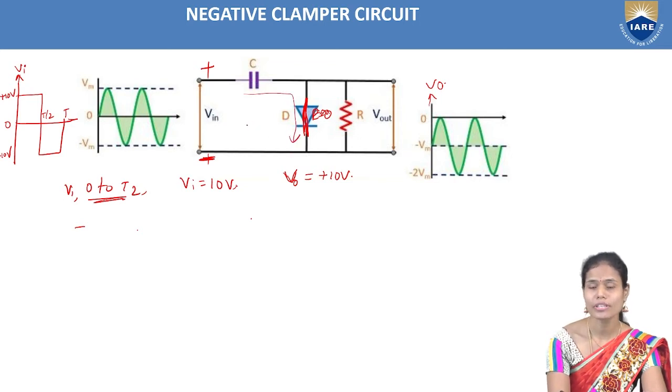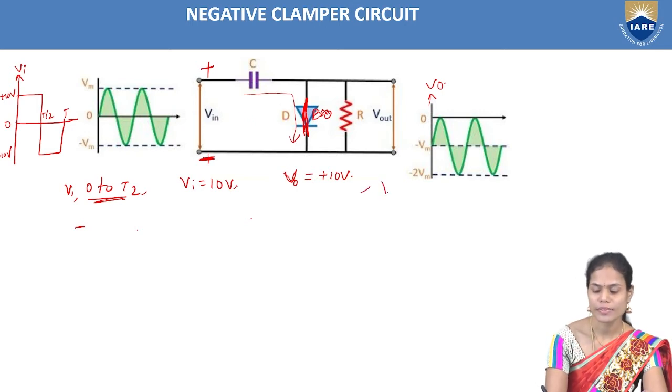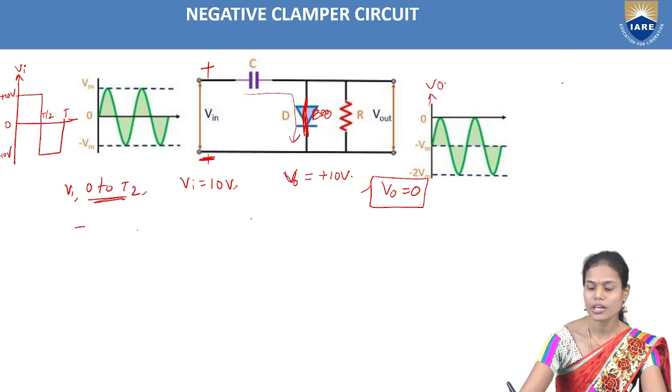So what is the signal we are providing for the clamper? Totally it is moving to ground here. So in this case, I will not get any output. The output voltage is zero in this particular case. So if you draw the output waveform from 0 to T by 2 duration, it is 0.